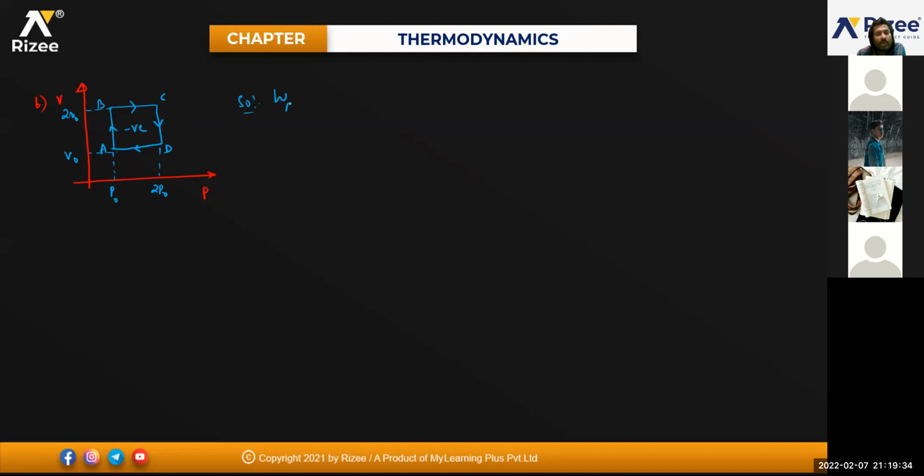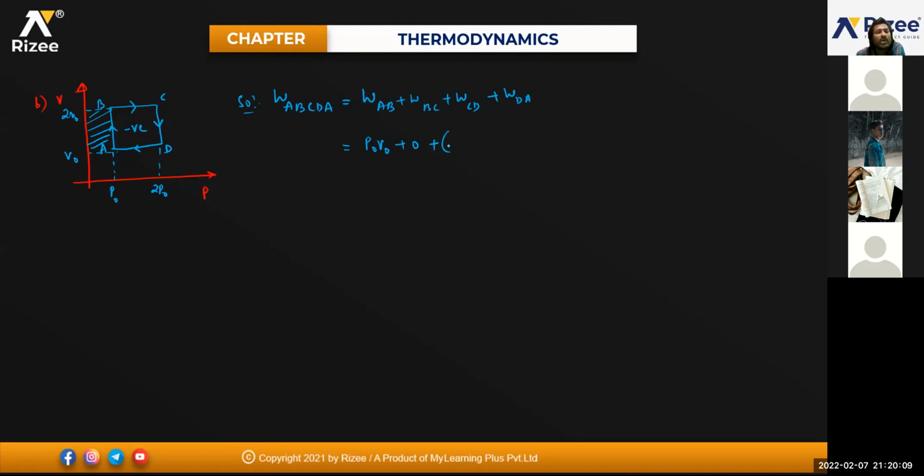So work done to go from A to B, B to C, C to D, and D to A will be equal to work done from A to B plus work done from B to C plus work done from C to D plus work done from D to A. Work done from A to B will be equal to how much, beta? Pressure P naught into V naught, area under this curve. Plus work done from B to C, volume constant, 0. C to D, this total area. So here to here it is 2P naught.